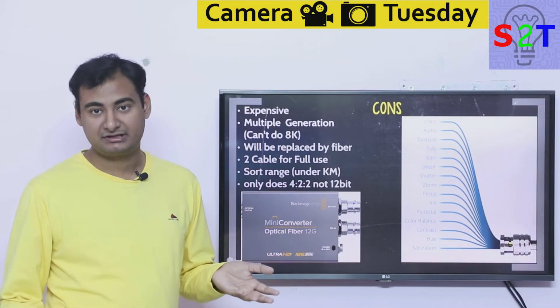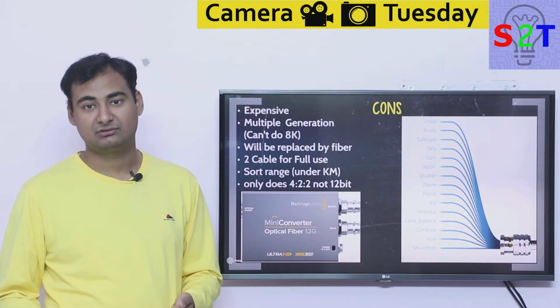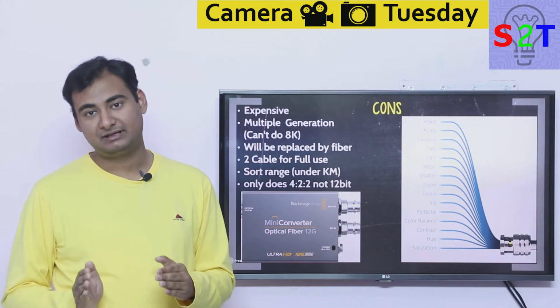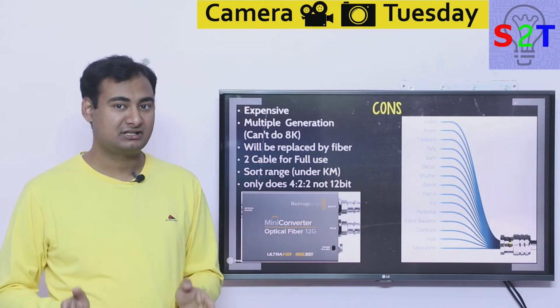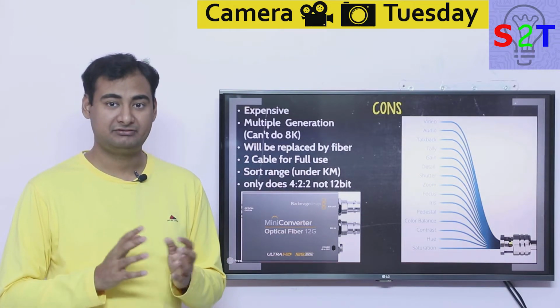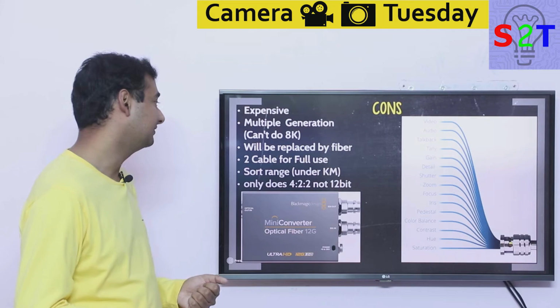Now there are multiple generations, as I already told you, but that creates a scenario where the 12G SDI that you can buy, which is the highest right now, cannot transmit 8K. And you must be familiar with the fact that there are many 8K film cameras. So how the heck are you gonna transmit over that?